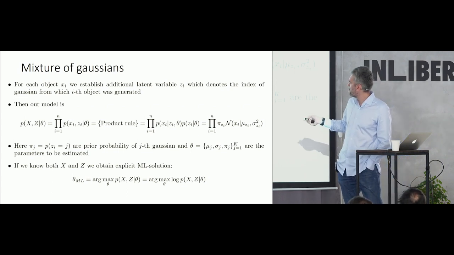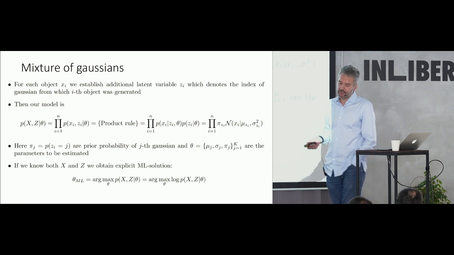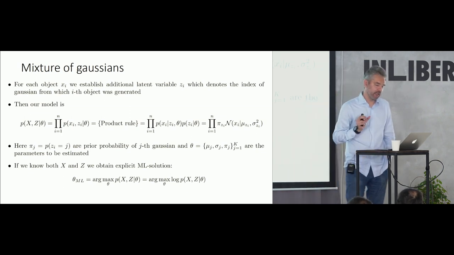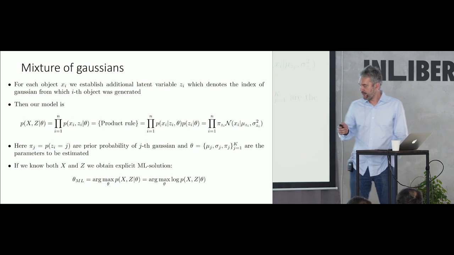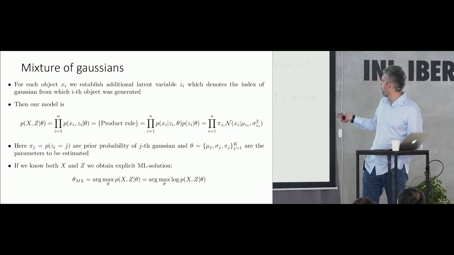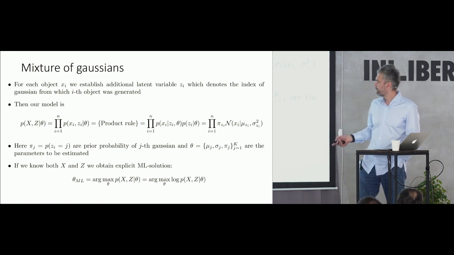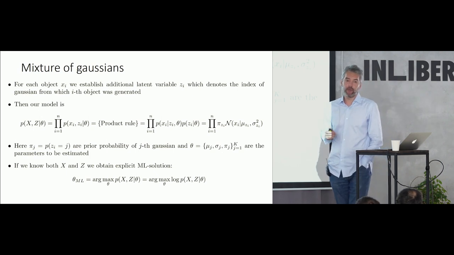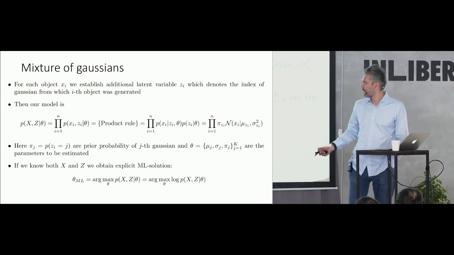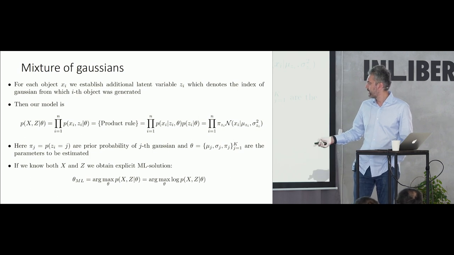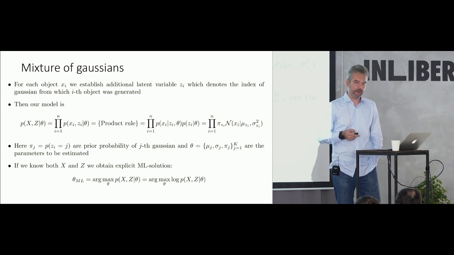And we also need to establish a prior distribution over z_i, so this is the probability with which we can take each of the Gaussians. And we encode it as some discrete distribution with the parameters pi. So the whole set of parameters, all mu's, all sigmas for all Gaussians, and all pi's, form our set of parameters which we denoted as theta. And now we'd like to perform maximum likelihood estimation. So we'd like to find theta ML as a point estimate for the values of parameters which maximize the likelihood.